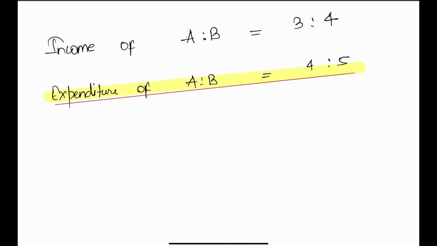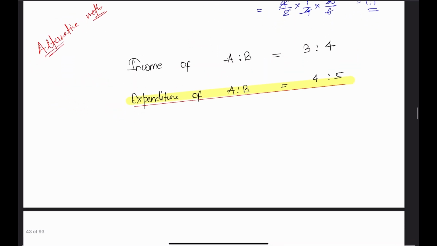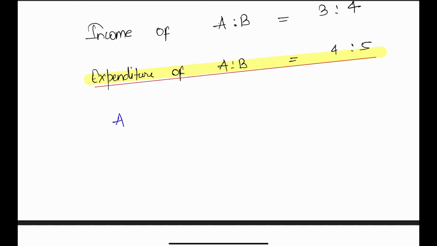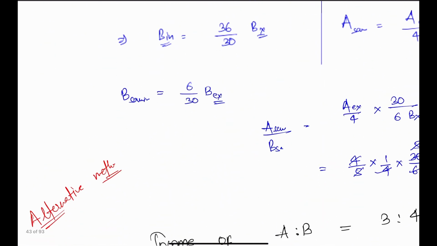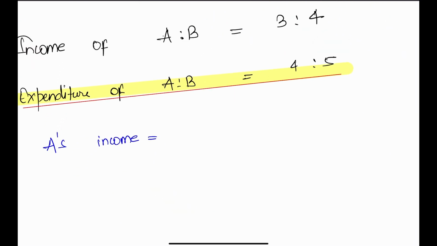So if I see with this line, what I can say is my A's income will be how much? It is written that A's income is 90% of B's expenditure. So my B's expenditure is how much in this ratio? 5.